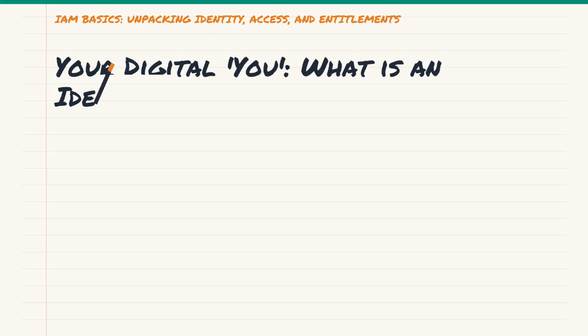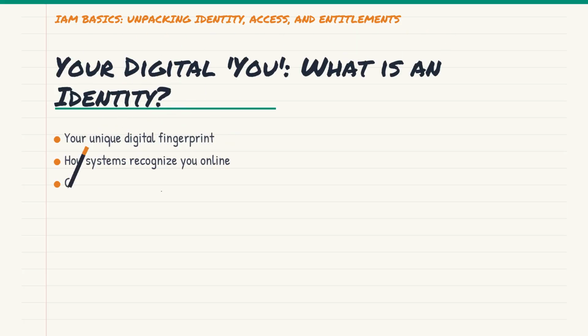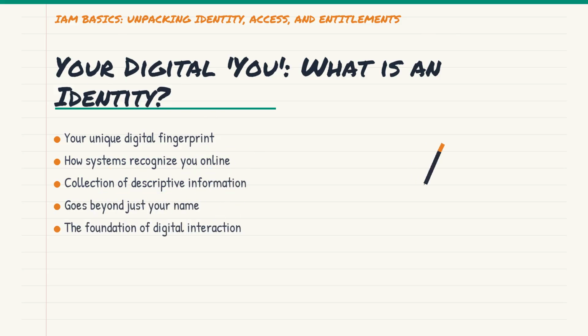So, let's start with identity. In the digital world, your identity is essentially your unique fingerprint, but for systems. It's how a computer system recognizes you as distinct from everyone else. Just like your physical ID card proves who you are to a bouncer, a digital identity proves who you are to an online service. It's a collection of unique pieces of information that describe you. This isn't just your name, but also your username, your email, maybe even a unique number assigned to you by a company. This identity helps systems understand, this is you, not someone else.